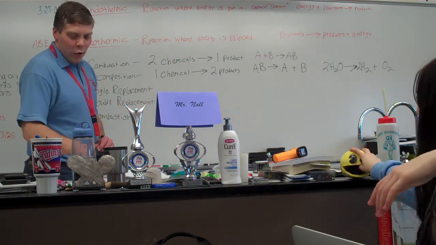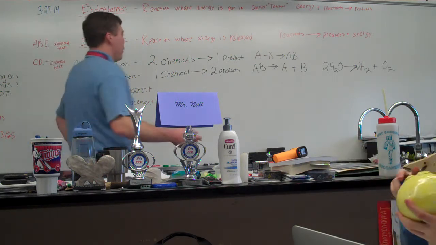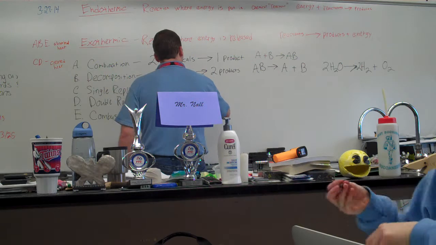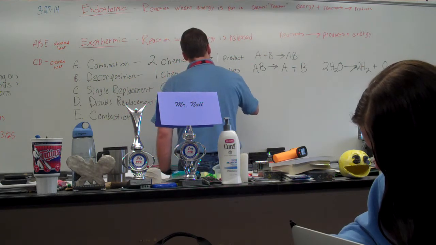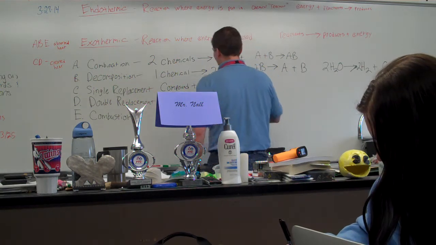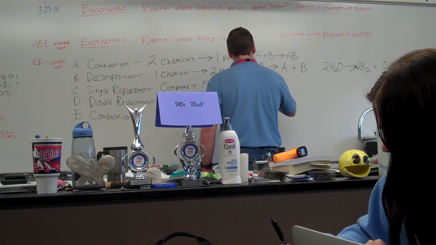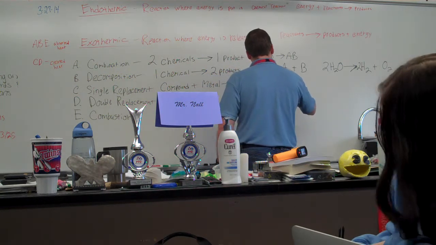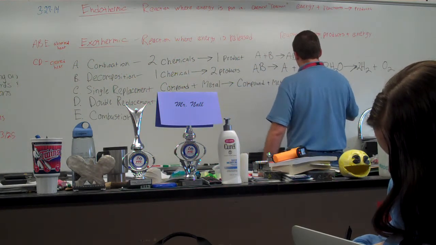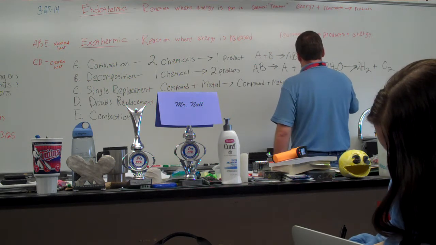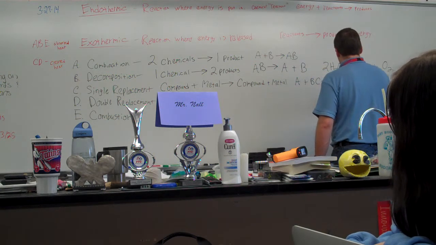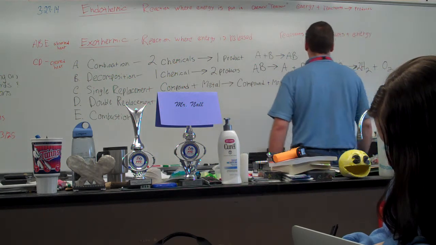Okay. Category C, single replacement. This is where you have a compound plus a metal produces a new compound. In other words, if I use A, B, and C, let's say we have A plus BC yields AC plus B. Okay?